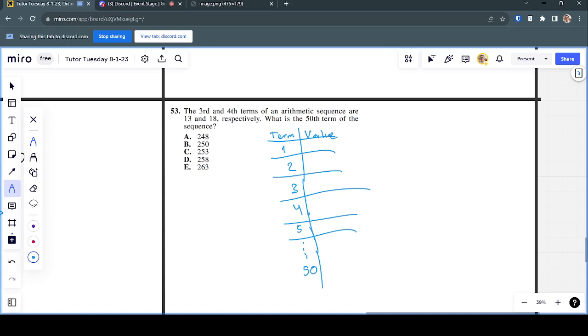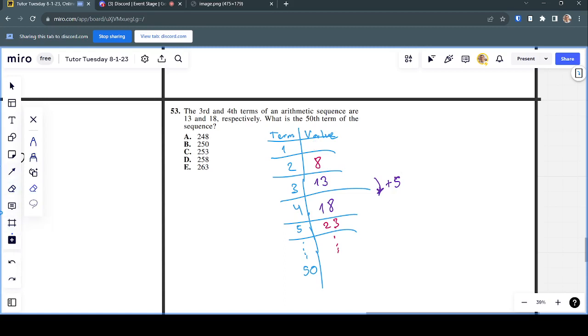We have these values filled in already for term number 3 is equal to 13, term number 4 is equal to 18. You can see for every change in 1, we add 5. But it would be kind of a lot to fill out the full table where we go to term 5 and say, oh, plus 5, that's going to be 23, and so on. Instead, what we want to do is find some kind of pattern or formula, or maybe some kind of equation that we can even use.